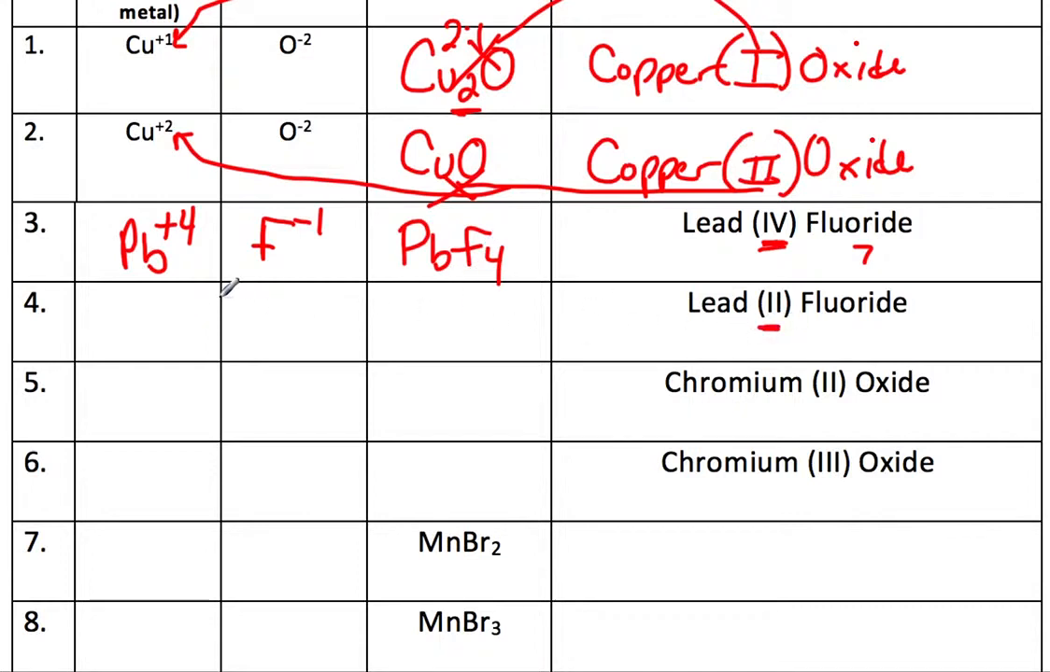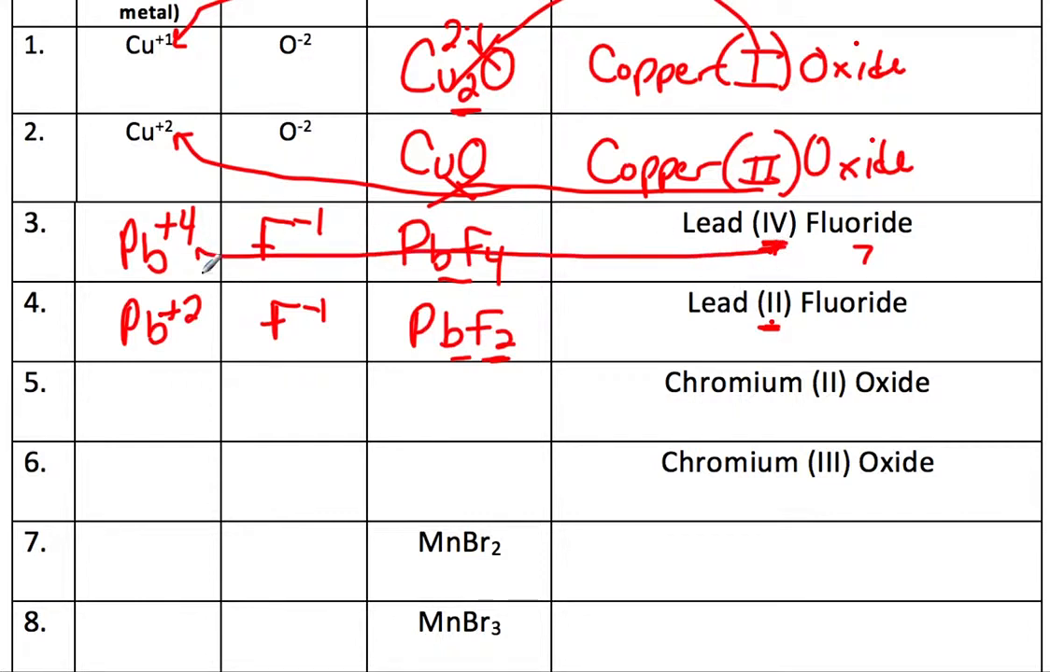Now over here, lead's only making a +2. So in this case, lead wants to give away 2 electrons, but fluorine can still only take 1. So crisscross them, and there has to be 2 fluorines to hook up with 1 lead and make them happy. So again, the Roman numeral told us which is which. In both cases, there's only 1 lead. 1 lead, 1 lead. That's not what the Roman numeral represents. Roman numeral represents the charge. Roman numeral, charge.